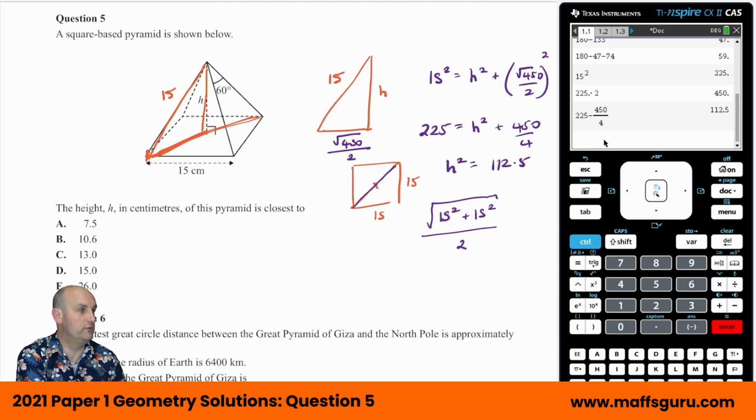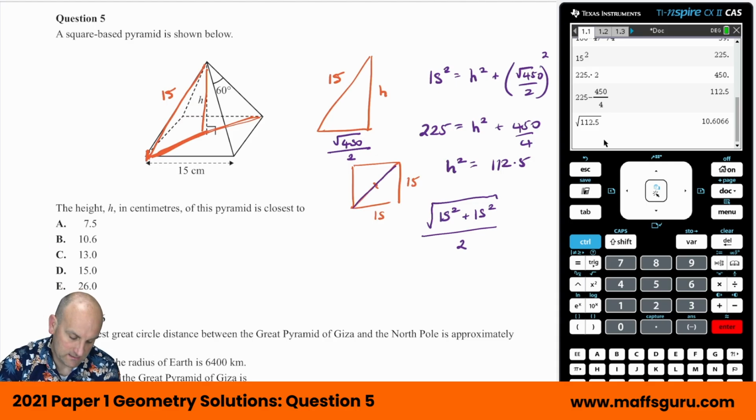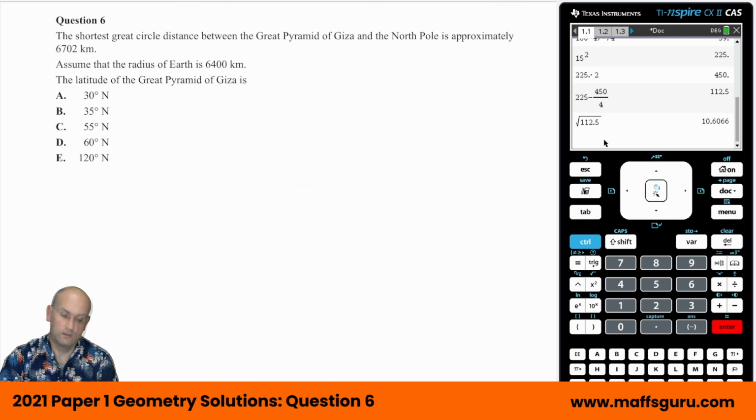So if I now square root that, square root my answer, I'm going to get 10.6 to 1 decimal place. So I'm going to suggest that B is my correct answer. Question 6. The shortest great circle distance between the Great Pyramid of Giza and the North Pole is approximately 6702.